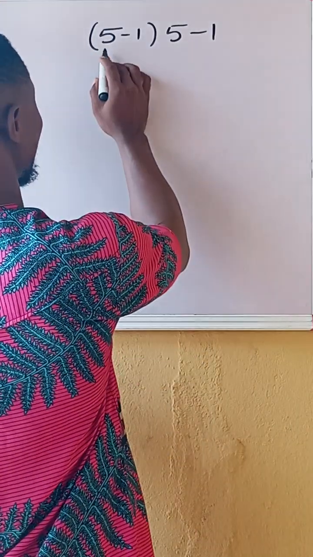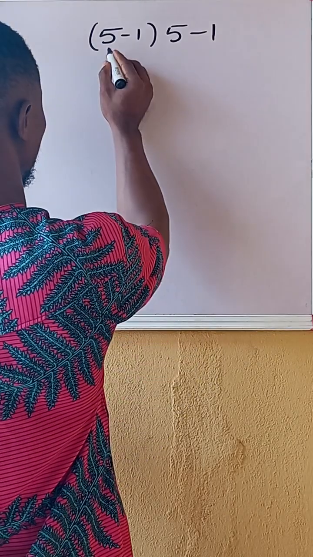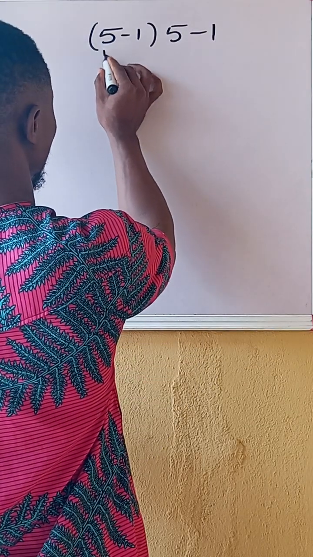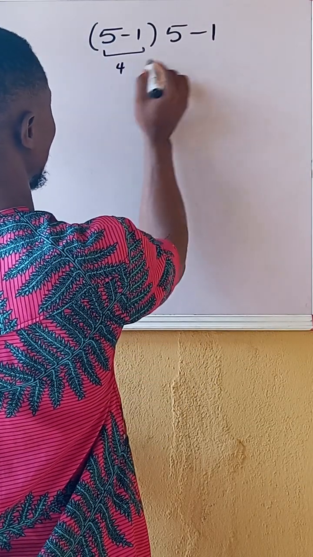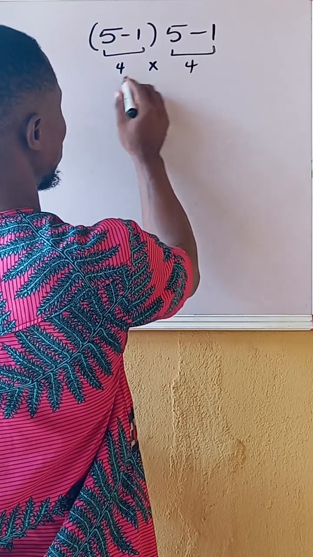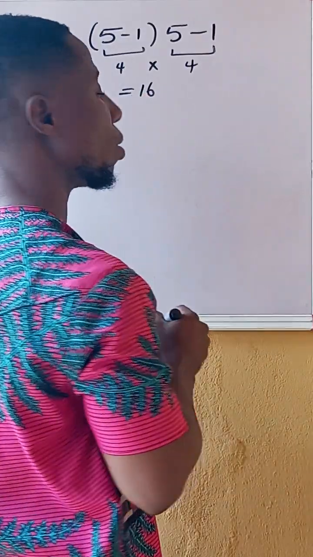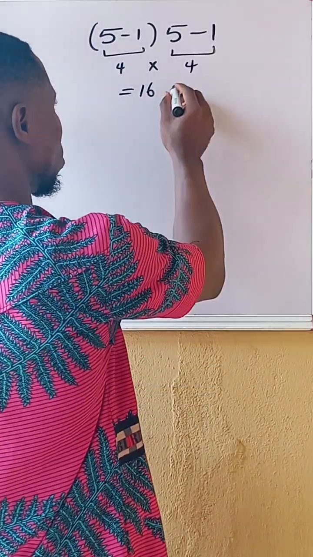Now we have 5 minus 1, bracket 5 minus 1. A common mistake people make is by doing something like this. You solve 5 minus 1, which is 4, times 5 minus 1, which is also 4. So 4 times 4 will give us 16, all right? But this answer is not correct.